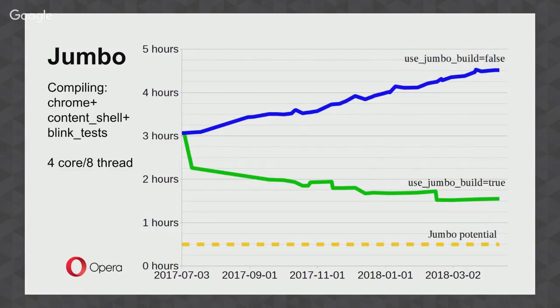Again, or maybe I didn't mention this, this is on a 4-core, 8-thread machine, like a top consumer machine or a low-end workstation. If you have different machines, you of course have different numbers. And jumbo might not work as well, or it might work even better.